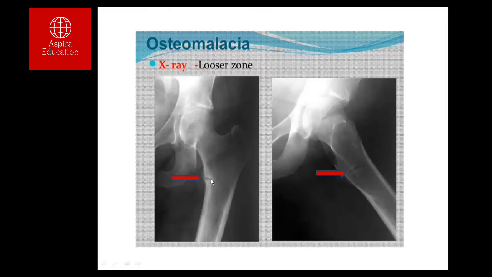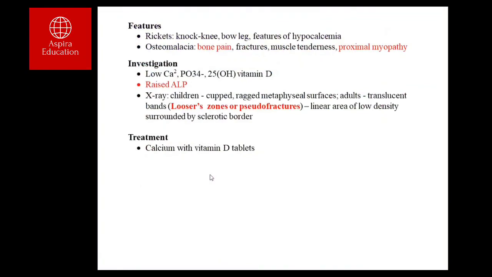This is not a true fracture. Basically, these are called Looser zones. What you're seeing is a break in the continuity of the bone, and you see a white border surrounding it. That's called a sclerotic border. So this is the Looser zone. These are pseudofractures. These are not real fractures. So how do you treat vitamin D deficiency osteomalacia? We treat with calcium and vitamin D tablets.